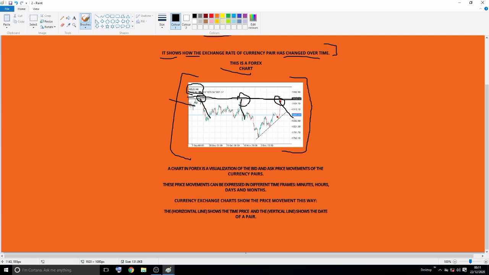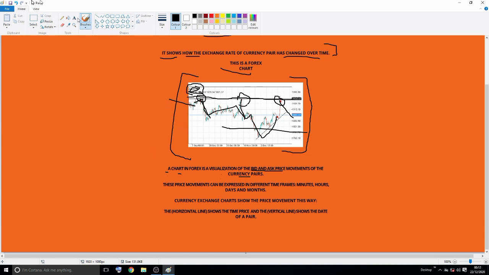So as it says, technical analysis believes that it can help predict the future. We can try to predict the future using those movements. So this is basically a forex chart. A chart in forex is a visualization of bid and ask price movement of a currency pair. What you see here is a price movement of a currency pair.